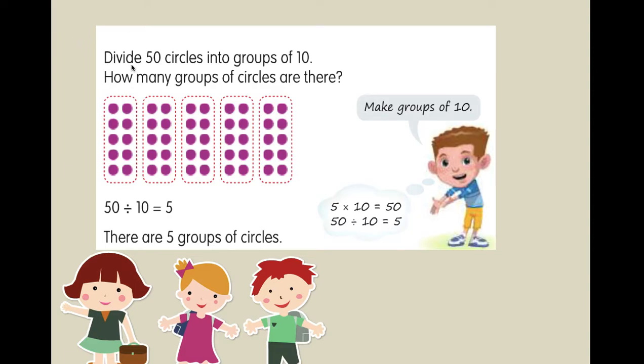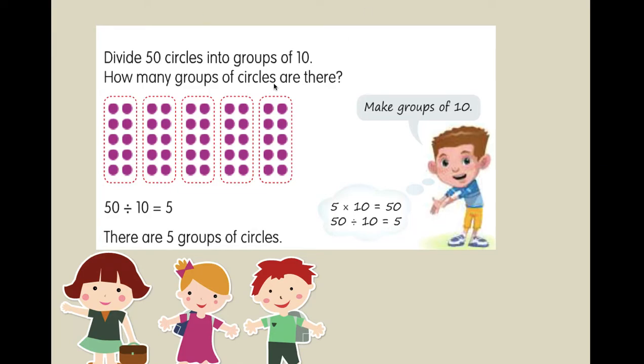Okay. So again, we will read one more time. Divide 50 circles. So we are going to divide these whole 50 circles into groups of 10. They are not saying 10 groups. I again remind you here. They are not saying 10 groups, but they are mentioning groups of 10, means each group will have 10 circles.